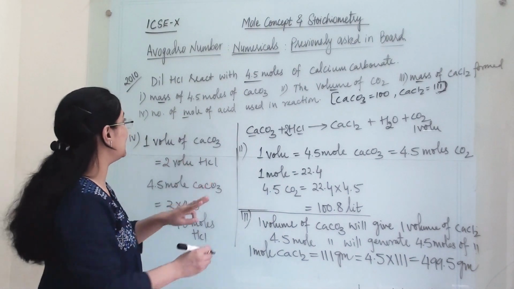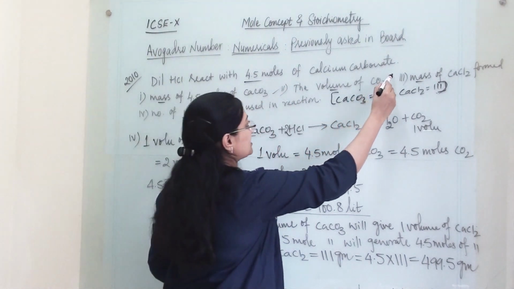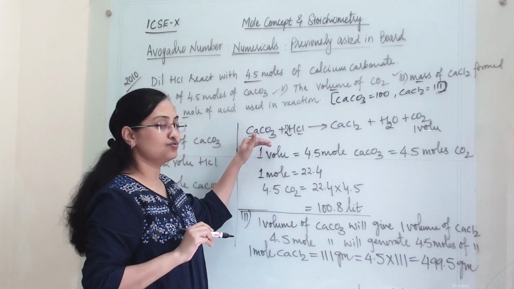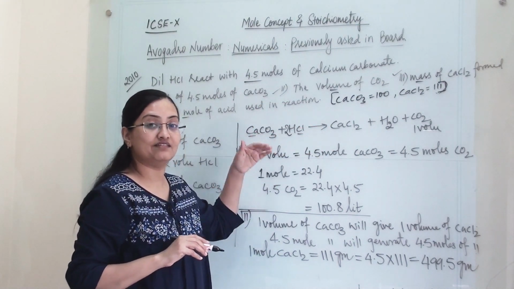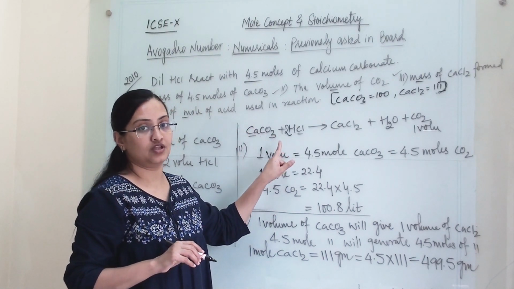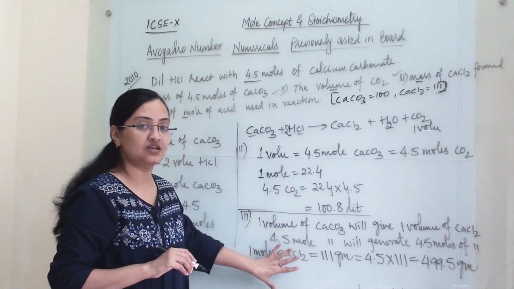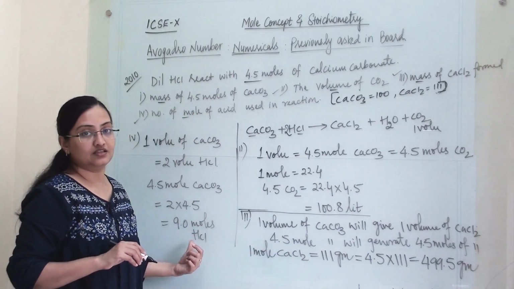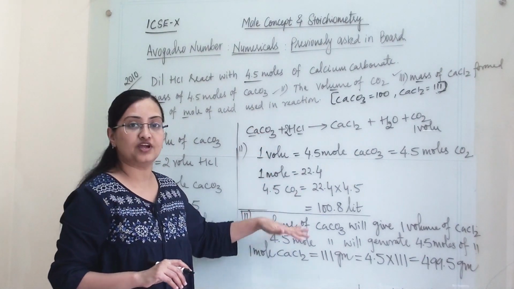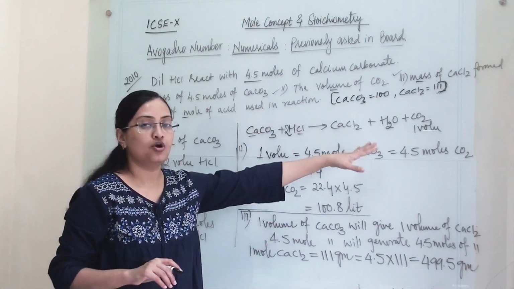So the last three sums are based on the equation. For that you need to write the equation correctly, and then you have to check whether this equation is balanced or not. Then only your answers will be correct. Otherwise this type of numerical is very easy, that from one volume you can find out simultaneously for all the reactants and products.